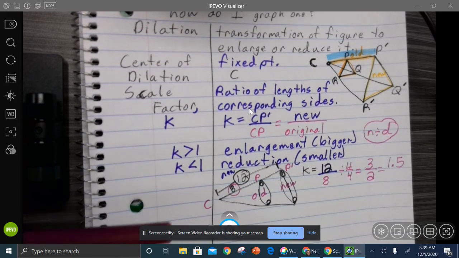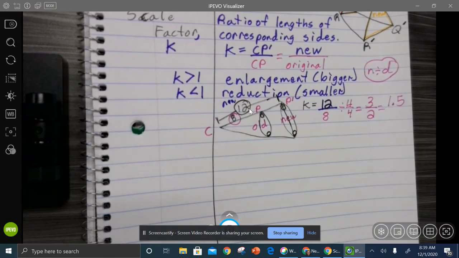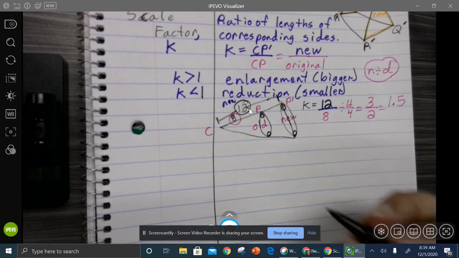Let's do another one. Let's say we had a reduction. So let's use a triangle.